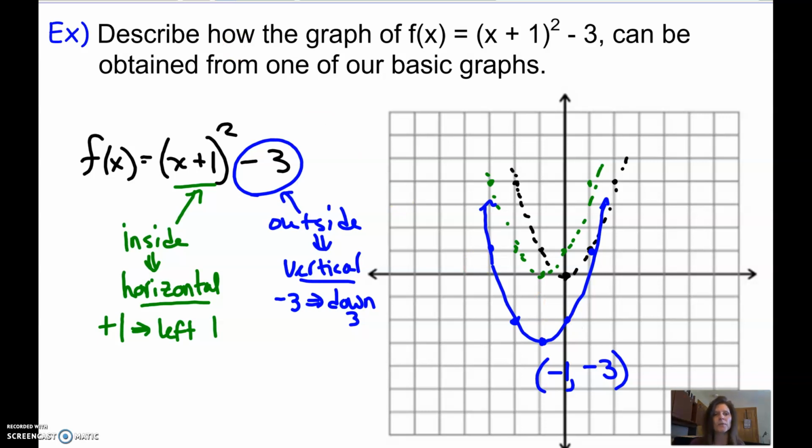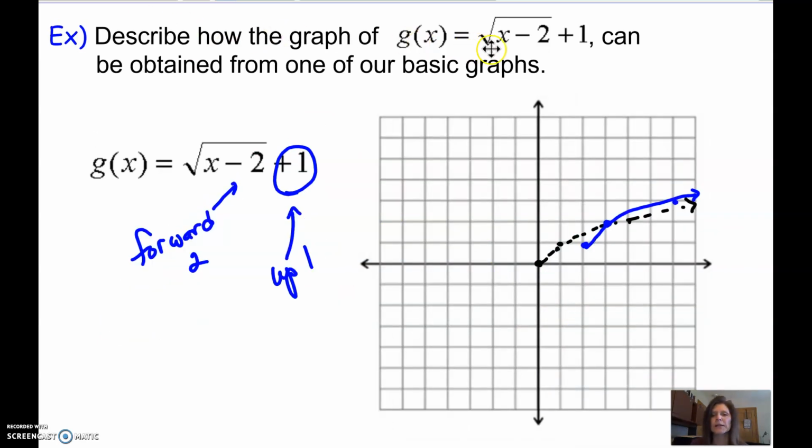Let's take a look at one more. This one is the square root, so it's the half parabola, of x minus 2, and then a plus 1. Once again, I sketched my basic function in black, and then I ask myself about the inside part: minus 2, that's inside, that's horizontal, that actually goes forward 2 units, and then this is plus 1, so it's going to go up 1. So I'm going to start with my (0, 0), go forward 2 and up 1.